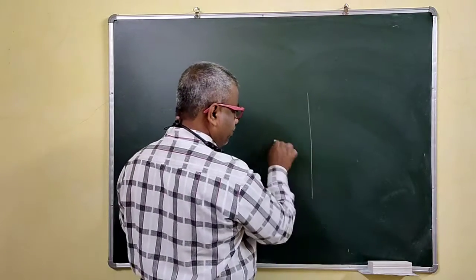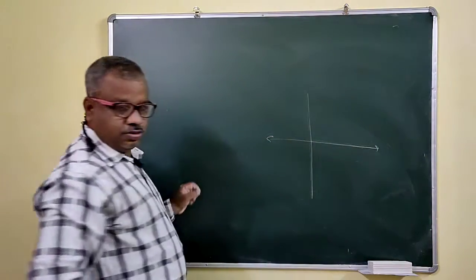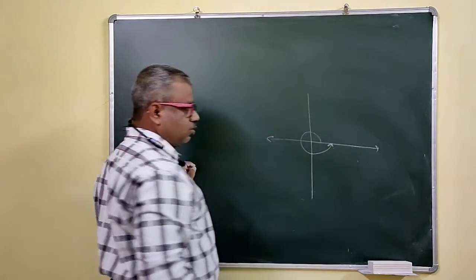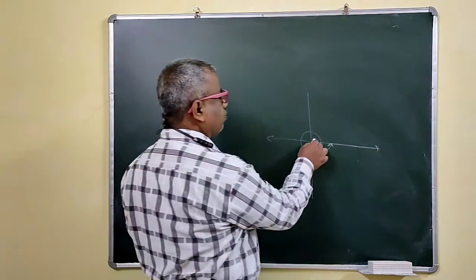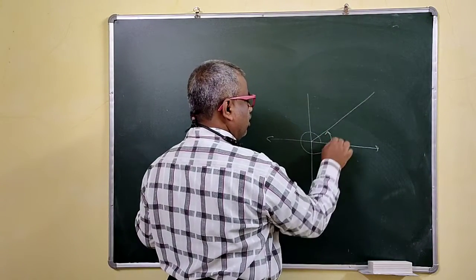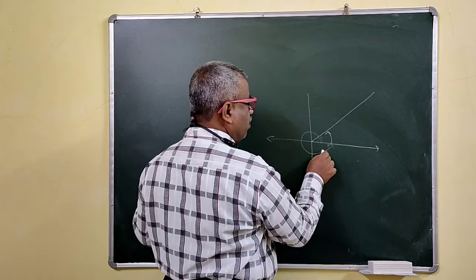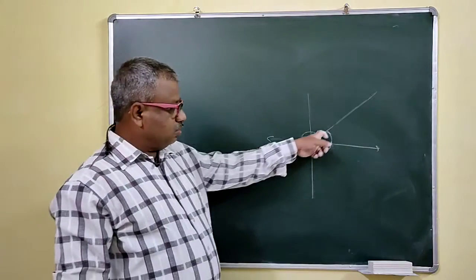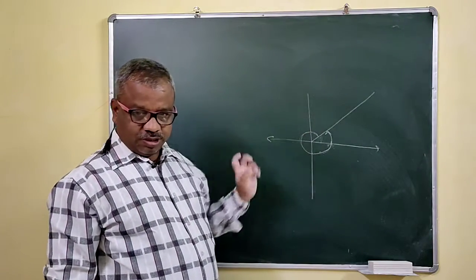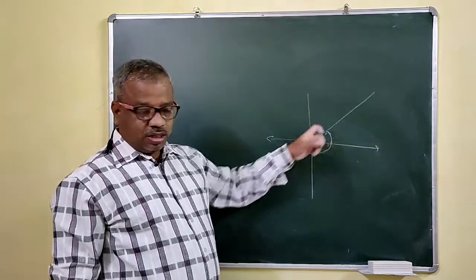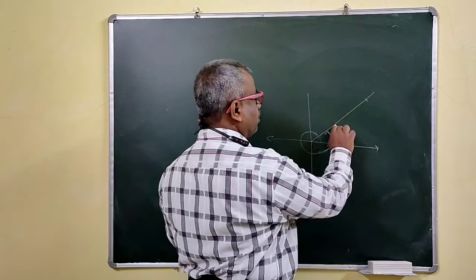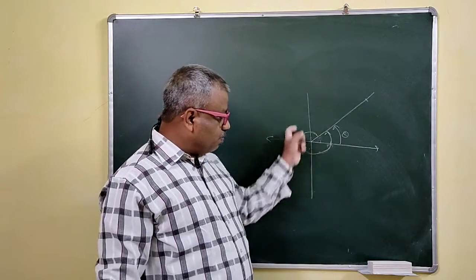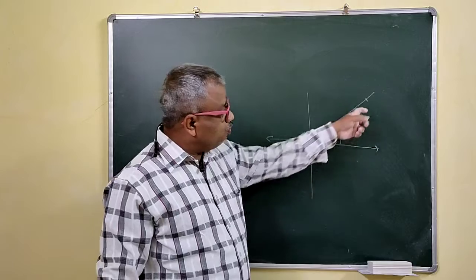Now see what happened. If you complete one rotation, suppose this angle is theta. One complete rotation will be this. Your terminal ray will be here, this is your theta, and after one complete rotation you will be here now.